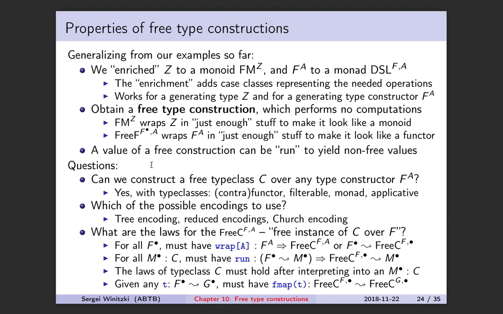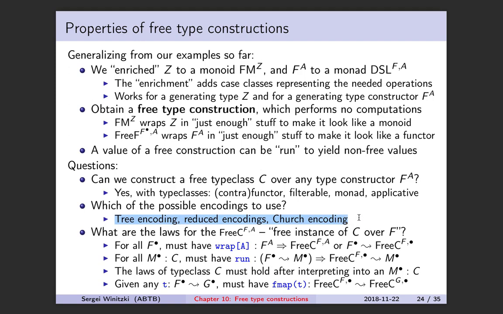So what are the questions that remain to us? What are the type classes that we can construct in this way? So for a given type class C, can we construct a free instance of the type class over a given, say, FA? The answer turns out to be yes with some type classes, no with others. So I will show examples. I already started with functor. I will show examples of these type classes, and I will show why you cannot sometimes have a free type class.